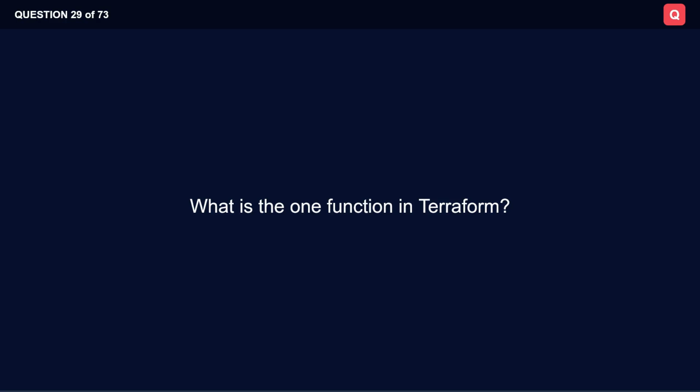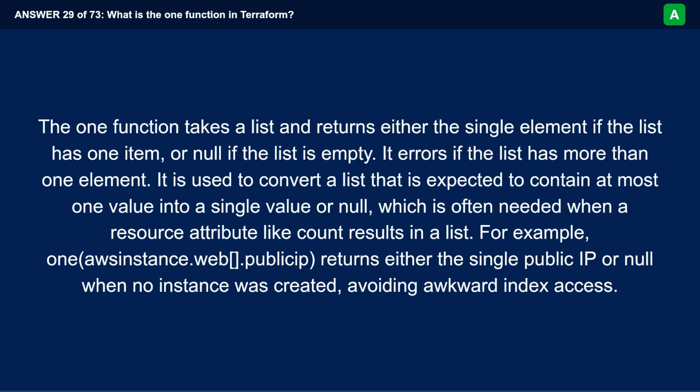What is the one function in Terraform? The one function takes a list and returns either the single element if the list has one item or null if the list is empty. It errors if the list has more than one element.